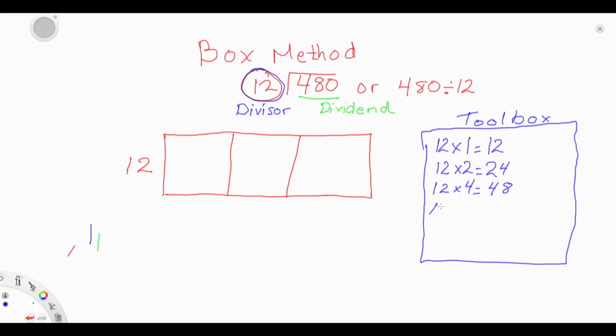And one way I'm going to do this is, first, let me double this factor. Double 4 is 8. Double the product, 96.